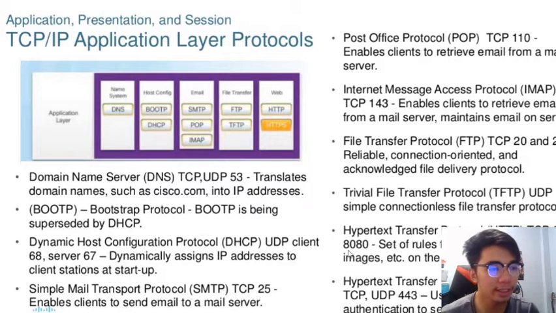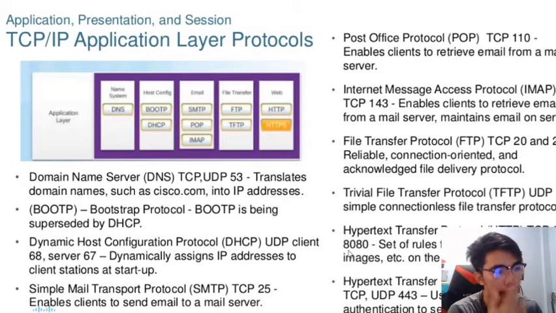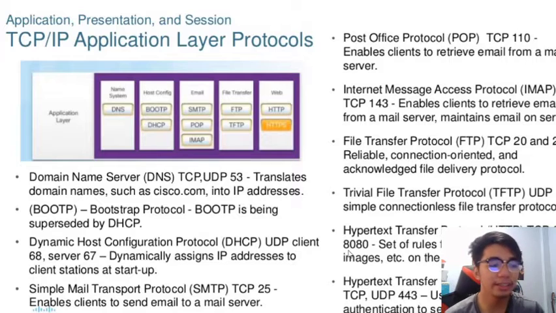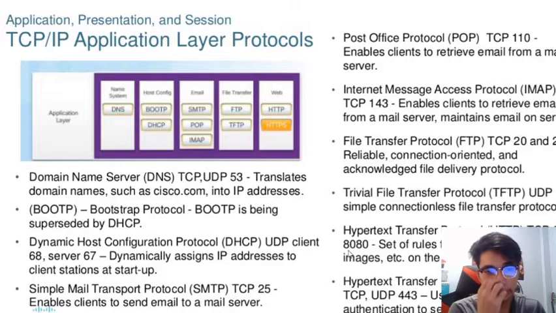DNS, the domain name system, translates a name like Cisco to an IP address. DHCP dynamically assigns IP addresses. Then SMTP, or Simple Mail Transfer Protocol, enables clients to send email. POP, or Post Office Protocol, is used to retrieve the email. Then IMAP, or Internet Message Access Protocol, enables clients to retrieve email from mail servers.